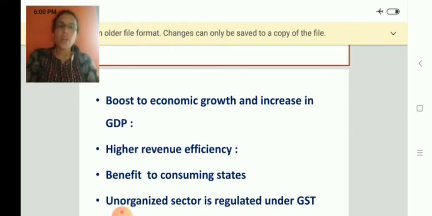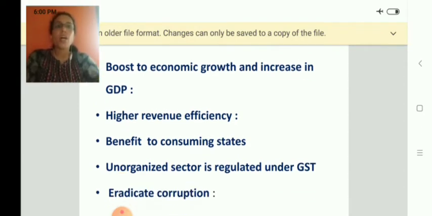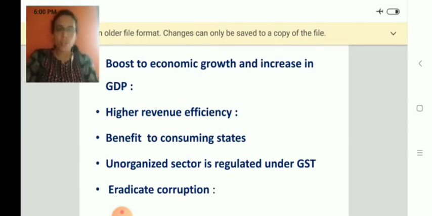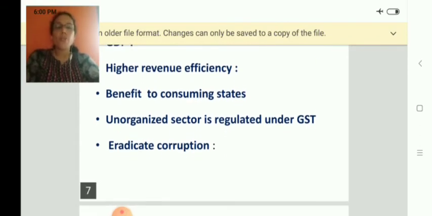The next one is boost to economic growth and increase in GDP. When the industry grows, automatically it brings more and more revenue. Automatically in turn it will result in increased gross domestic product. The next one is higher revenue efficiency. Because of more and more sales and more tax collections, when compared to tax collections to the amount of sales, there will be revenue efficiency. Next one, benefit to consuming states.